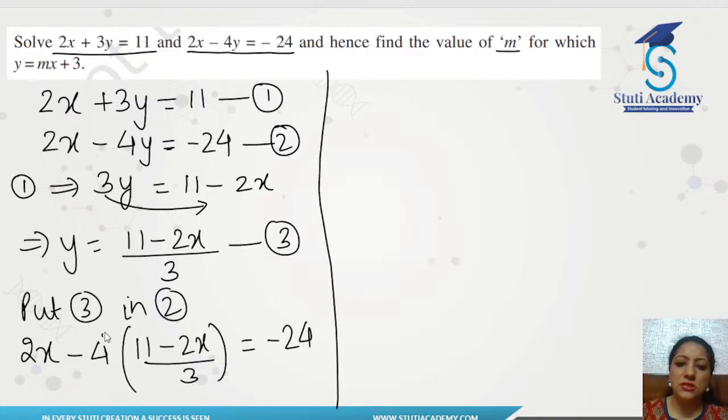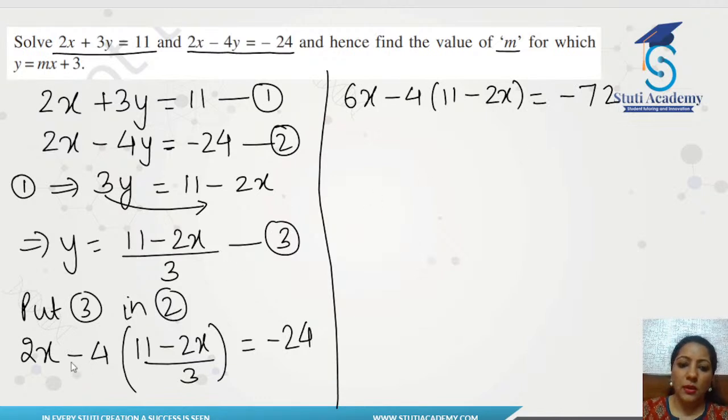After this, we'll take this 4 inside, or what we can do, we can just straight away take the LCM. As we can see that the LCM here is 3. So I'll multiply throughout by 3. So I'll get here 6x minus 4 times of 11 minus 2x equal to minus 24 into 3 would be minus 72. So I have multiplied both LHS and RHS by 3.